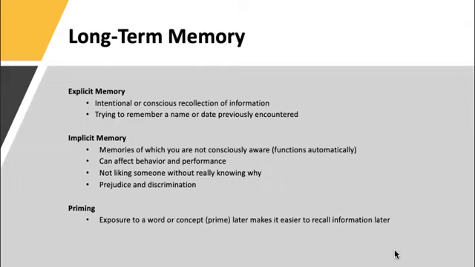Now, one way researchers study this sort of implicit or automatic memory is through a process called priming. So, this is where you're exposed to a word or a concept called a prime, and you're not really aware that you're being exposed to it, but you are. And then later, it's easier to recall the information that has been related to that prime.